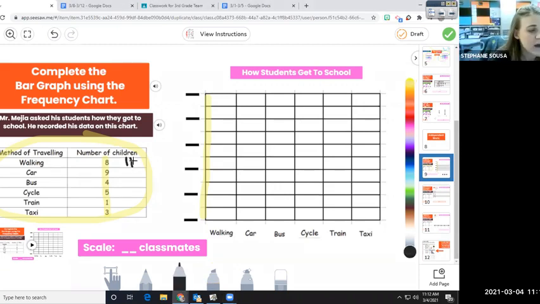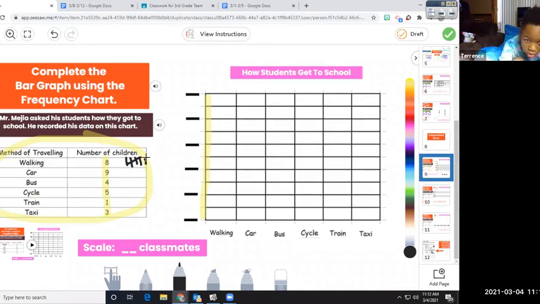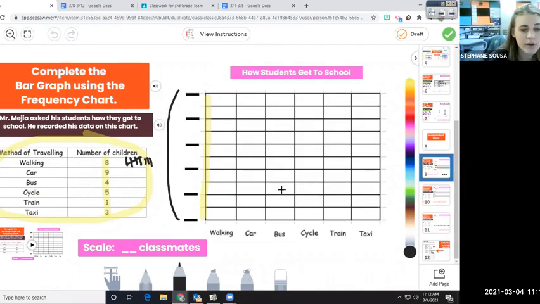Okay, so that tells you how you can collect the data in a frequency chart. The question here is, what are you going to count by? What is your scale going to be? Because we can't do 1, because look, we have 9. 1, 2, 3, 4, 5, 6. So we can't count by ones. What are we going to count by here?